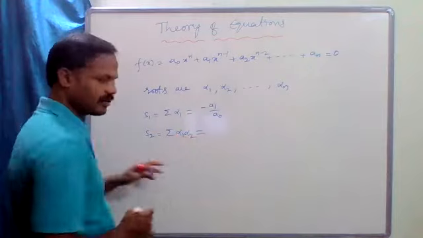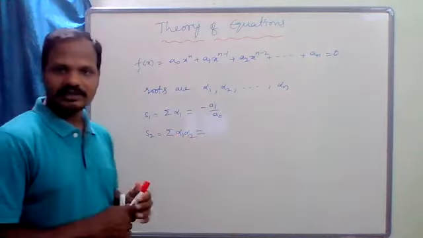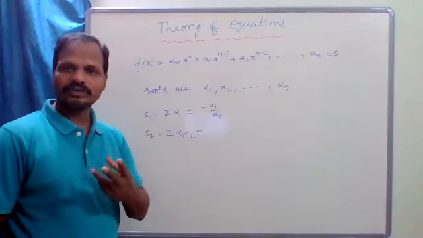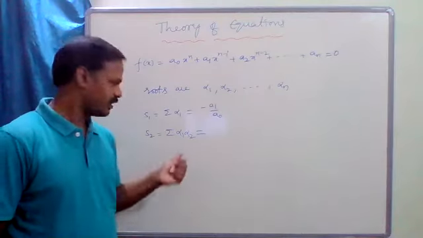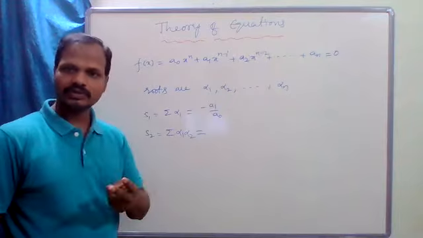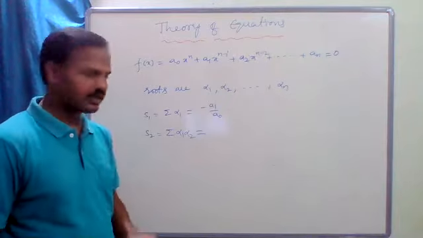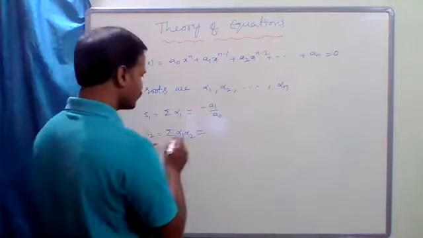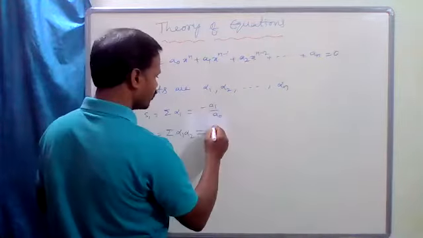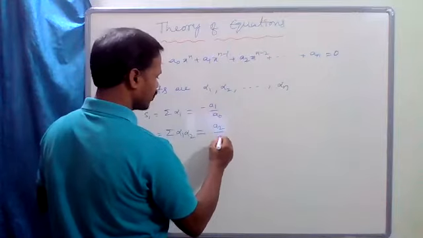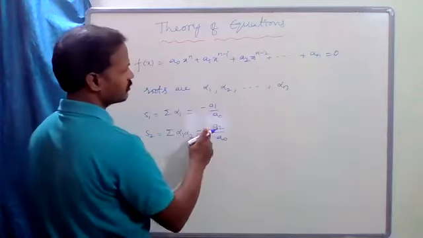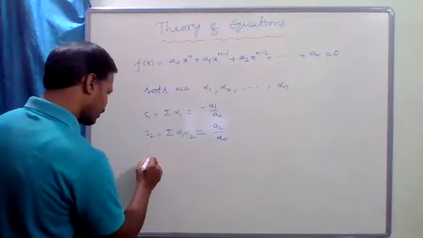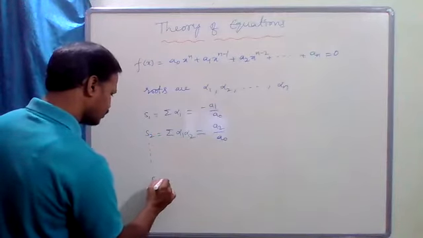Now S2, sigma alpha 1 alpha 2, that is the sum of the product of two roots taken at a time. It will be denoted by S2. Now what is this value? A2 by A0.